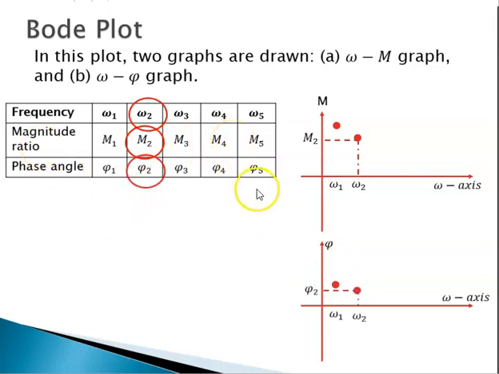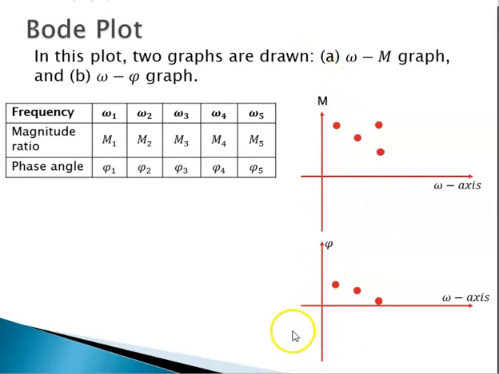You locate another point, and another point, and so on. That way you get a set of points for the omega versus m graph, and you get a set of points for the omega versus phi plot. Once you obtain these points, you join them with a smooth freehand curve. Once you do this, you say you have drawn the Bode plot, omega versus m and omega versus phi.